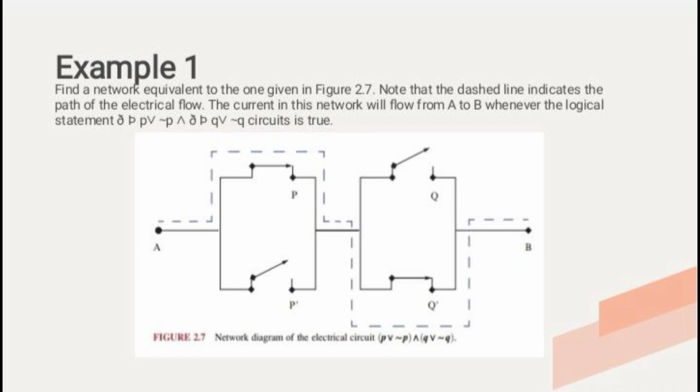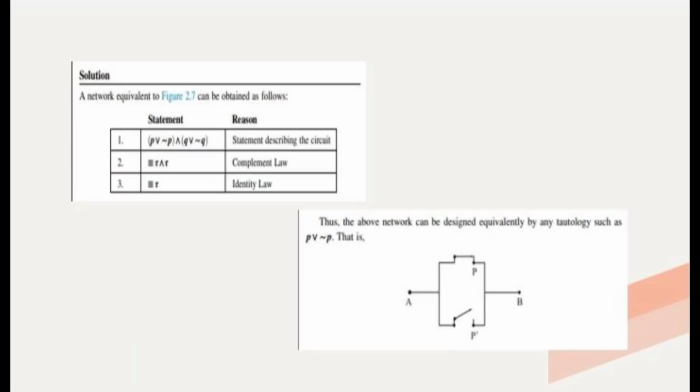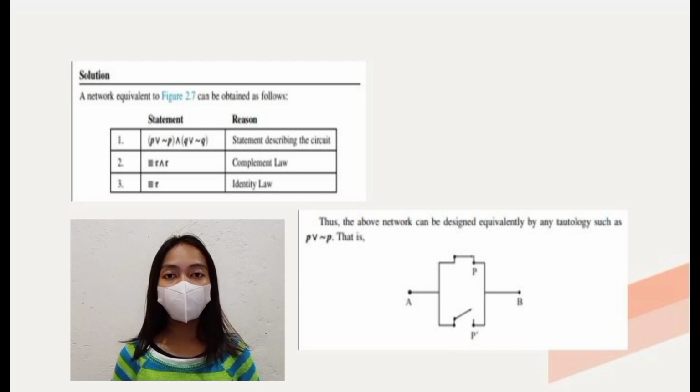The figure 2.7 shows the network diagram of the electrical circuit (P or not P) and (Q or not Q). The dashed line also represents the flow of the current. So we are tasked to find a network equivalent to figure 2.7. In doing so, we need to obtain statements and supports or reasons in order to justify our process of identifying its equivalent networks. We have here the solution.